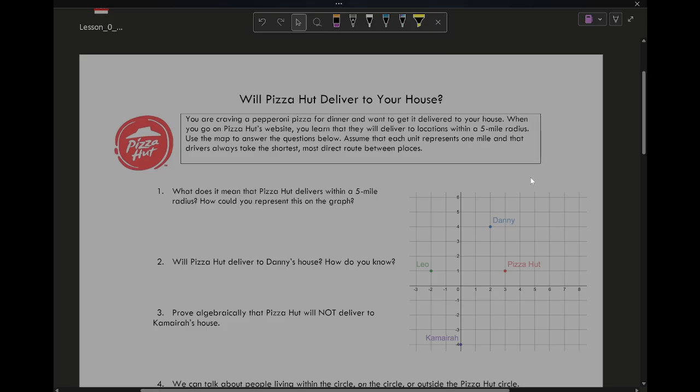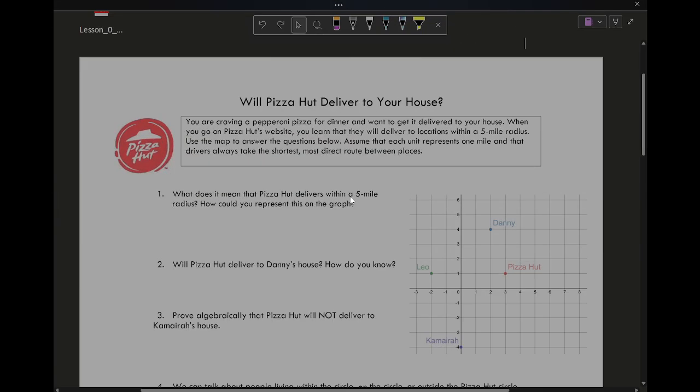Okay, we're gonna try another video. So we are continuing. We talked about the distance formula and the midpoint in our last lesson.